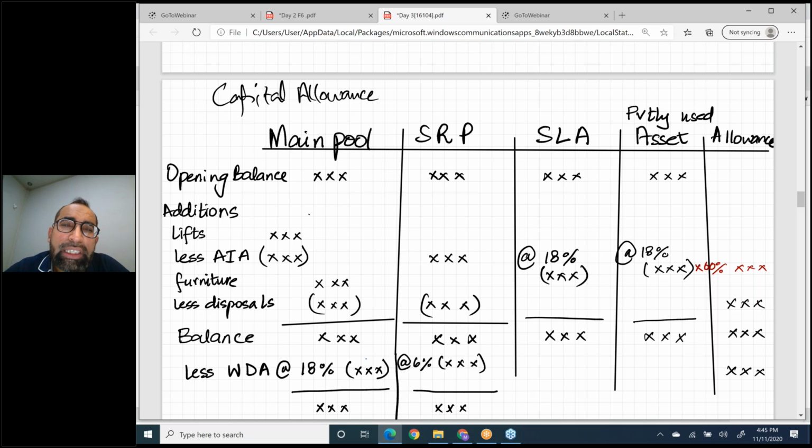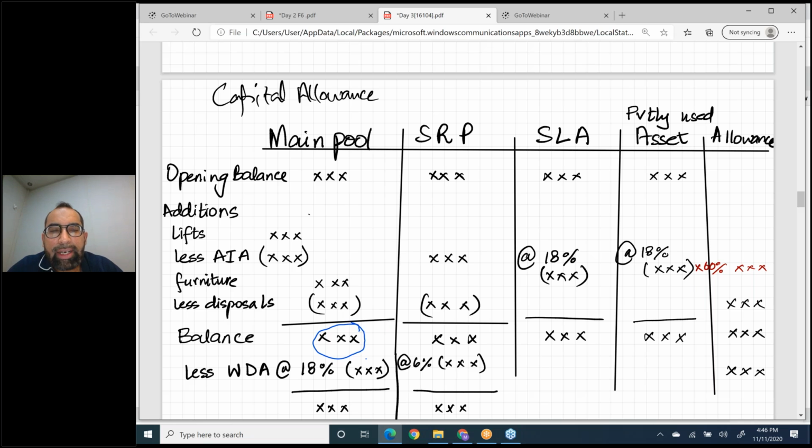What is the format of these two pools? The format of these two pools is simple. It's written in front of you: opening balance, add additions, less disposals, and you will get the final balance.